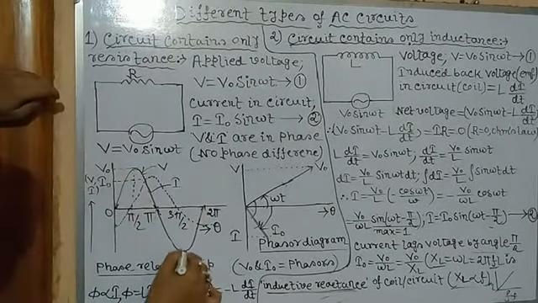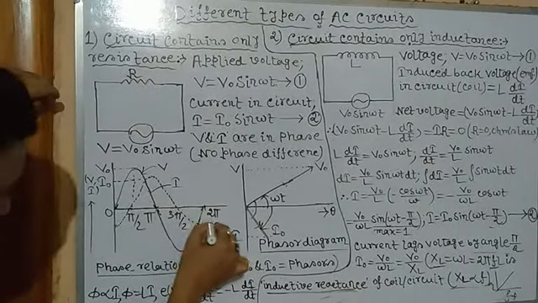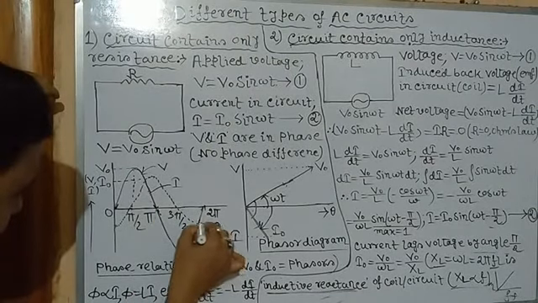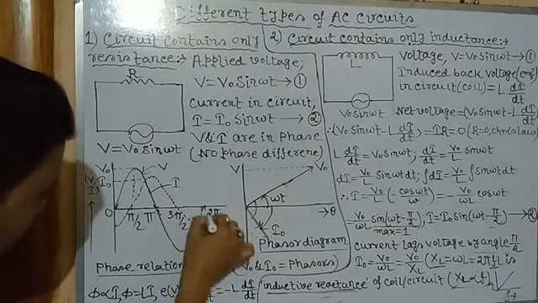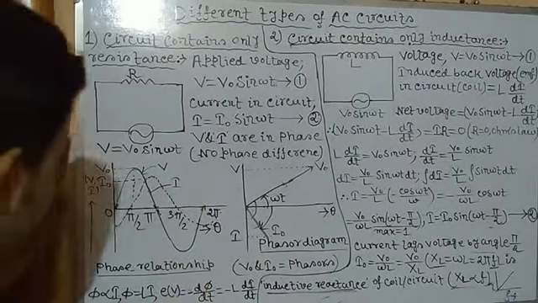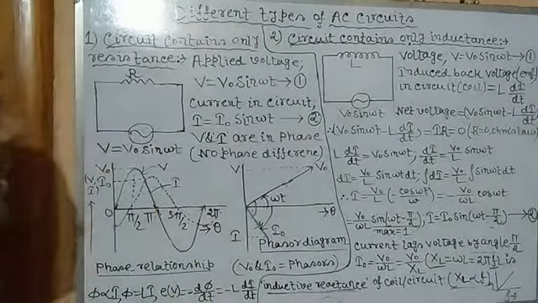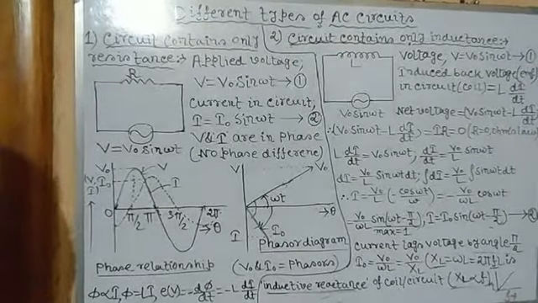When voltage is again negative maximum, current is minimum. When current is again maximum, it will be like that. Then it will peak, then it will be minimum. So this will be the phase relationship of an AC circuit containing an inductance or inductor only.